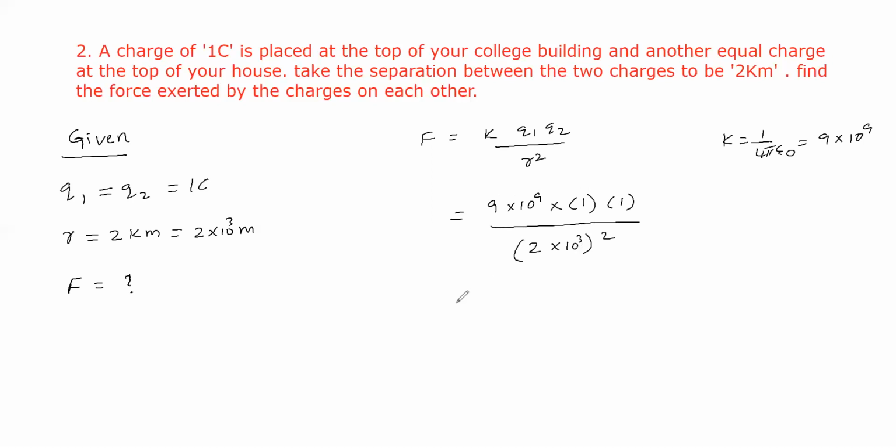Now see here, 9 into 10 power 9 is in the numerator. In the denominator, by squaring we get 4 into 10 power 6. Now 10 power 9 and 10 power 6, if we cancel, we get 10 power 3, and 9 by 4 is 2.25. So 2.25 into 10 power 3 Newton. So in this problem, the force exerted between these two charges is equal to 2.25 into 10 power 3 Newton.